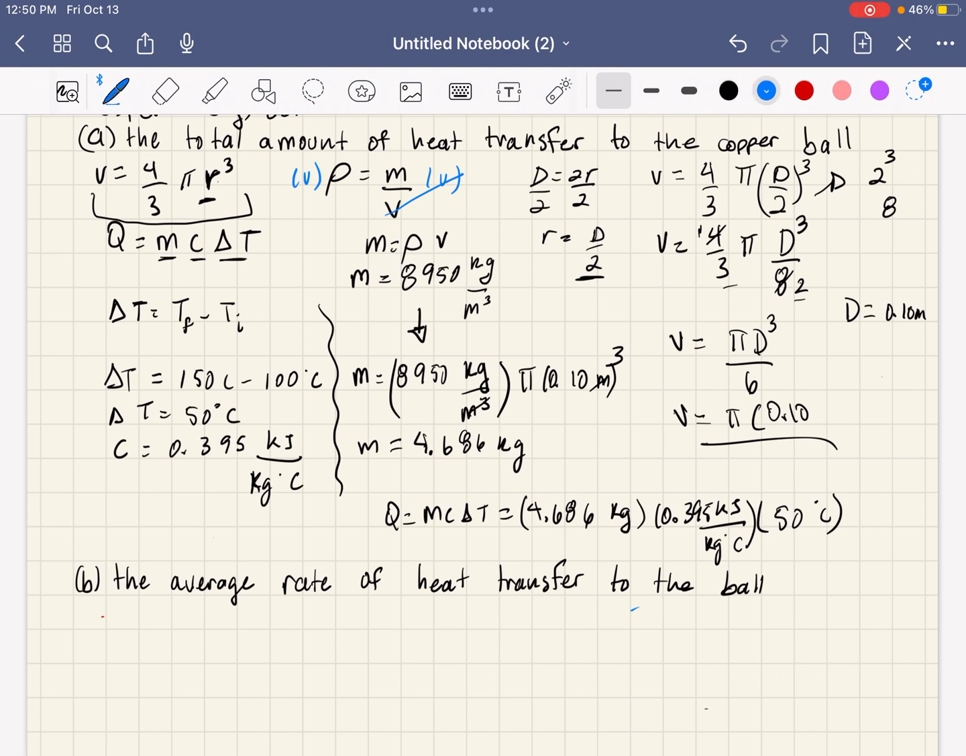Okay. Now we can start canceling out units. So degrees Celsius cancel out, kilograms cancel out, and we just end up with kilojoules. Okay. Once you put all of this into the calculator, you are going to end up with 92.6 kilojoules. Okay. Let me rewrite this. Again, just end up with 92.6 kilojoules. Okay.